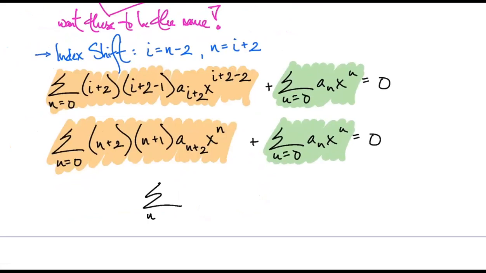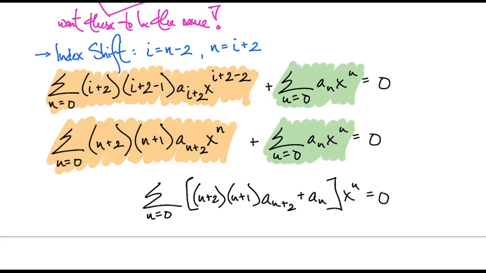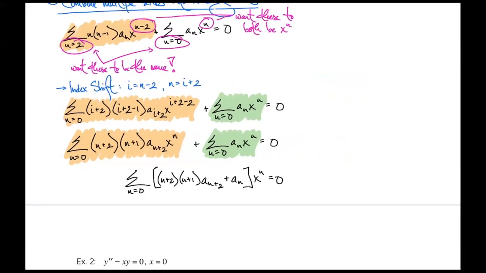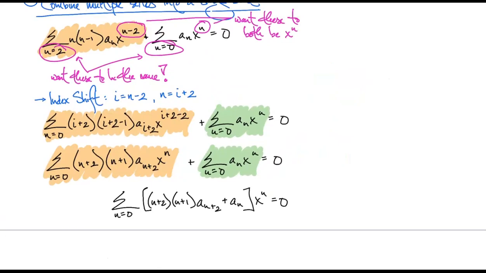They both start at 0. Okay, they both have the x to the n, but once we factor out the x to the n, basically we take this clump and we add it to the other one. In other words, we have n plus 2 times n plus 1, a sub n plus 2 plus a sub n. And then I factor out my x to the n. Okay.